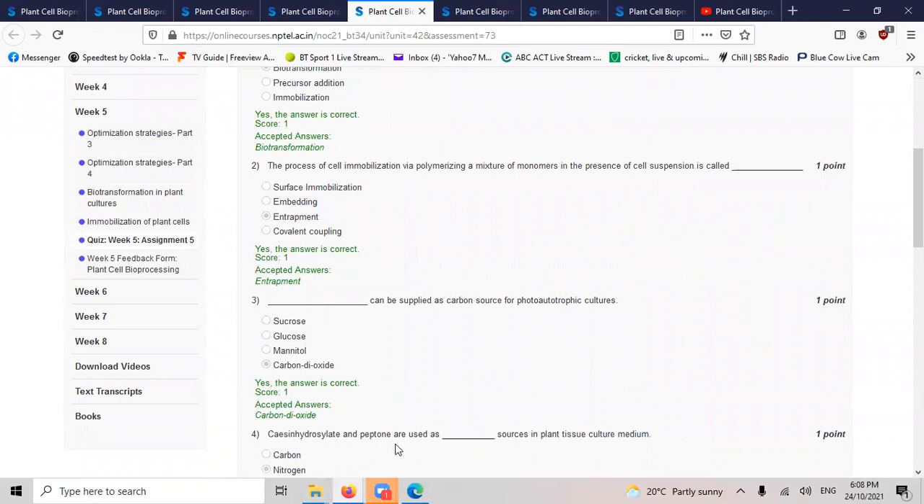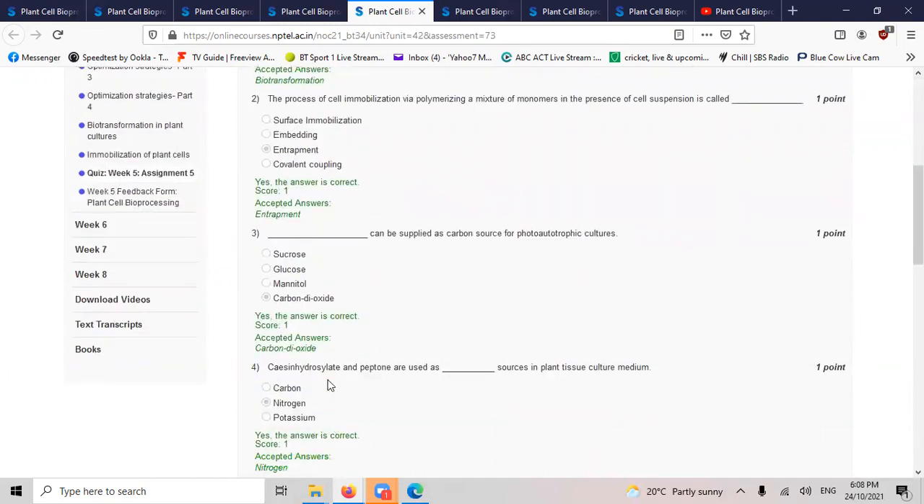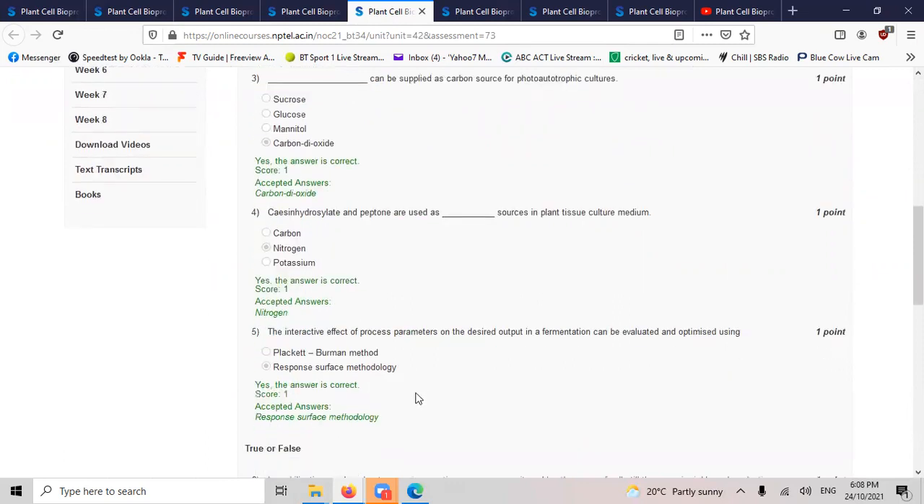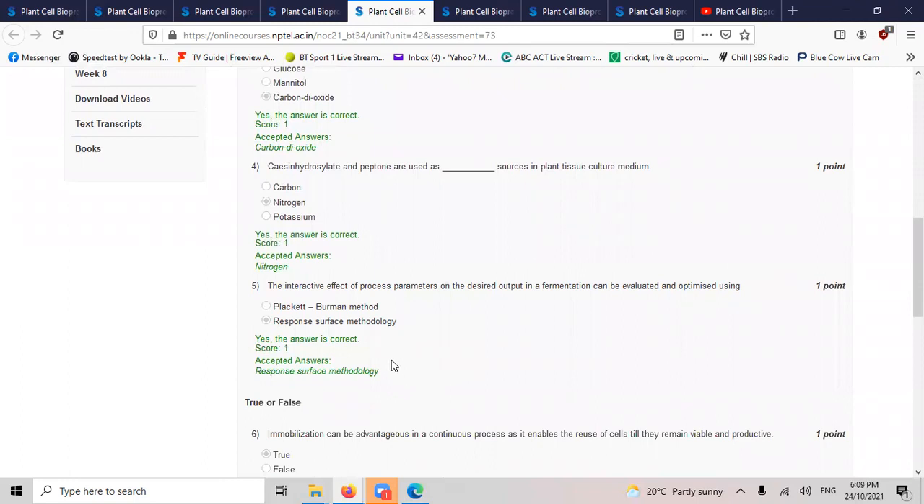Casein hydrolysate and peptone are used in plant tissue culture as a source of nitrogen. The interactive effect of process parameters on the desired output in fermentation can be affected and optimized by using response surface methodology. True or false?